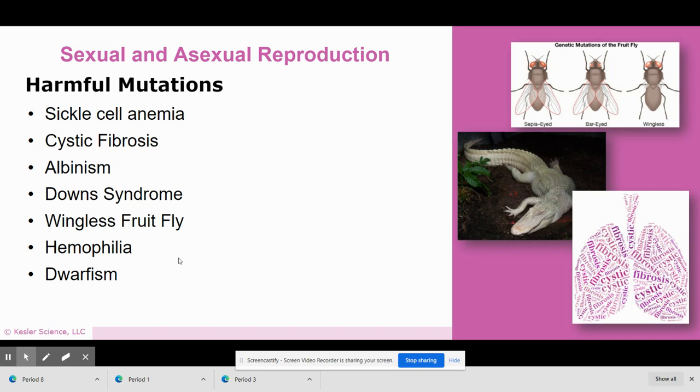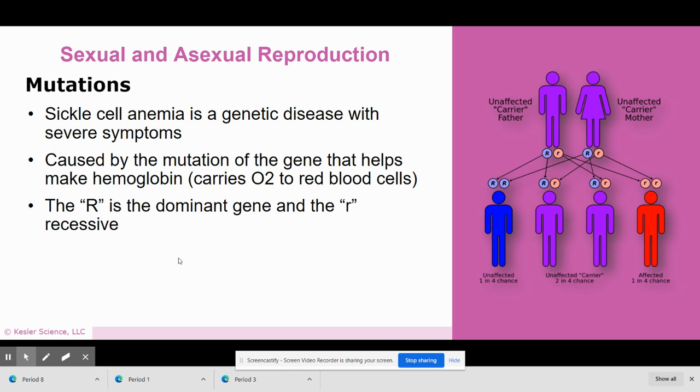There are harmful mutations, and like I said, we'll get into this more when we talk about genetics. But sickle cell anemia is a blood disorder in humans. Cystic fibrosis, there's albinism, which is when there's no pigment in the skin, hair, or fur of an organism. Down syndrome, wingless fruit flies, hemophilia, that's another blood disorder, dwarfism. So these all contain a harmful mutation in the DNA that can in some situations have a really detrimental effect.